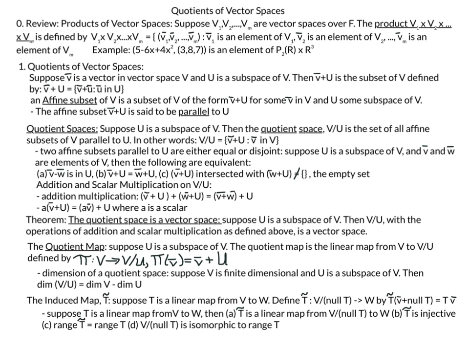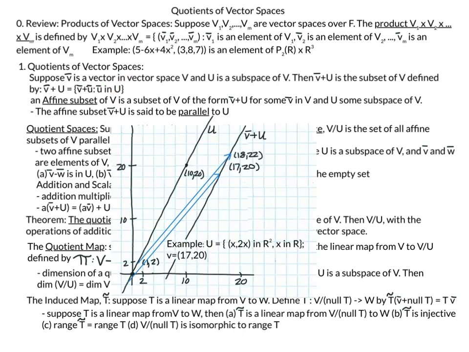We start by defining a vector v plus a subspace U. So suppose v is a vector in a vector space V, and U is a subspace of V. Then the vector v plus U is the subset of V defined by v plus u for all vectors u in the subspace U. This here is a picture of our first example of v plus U.